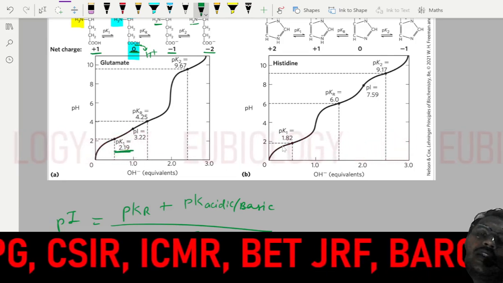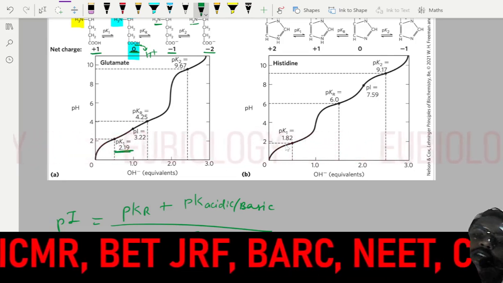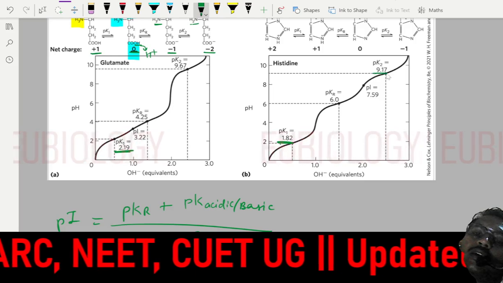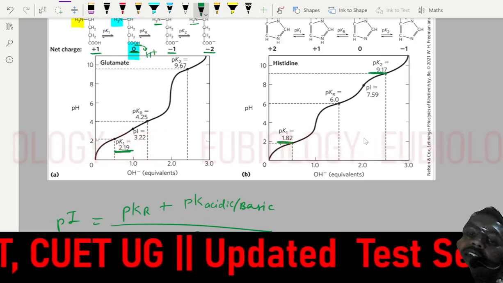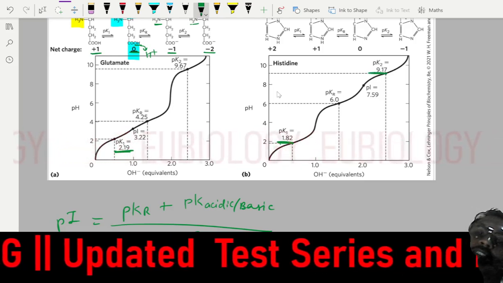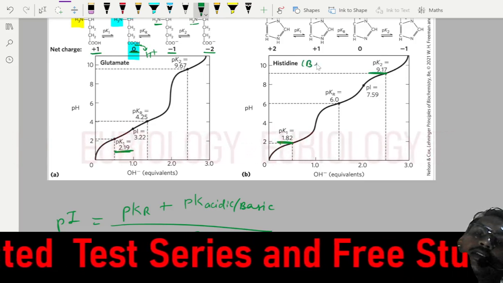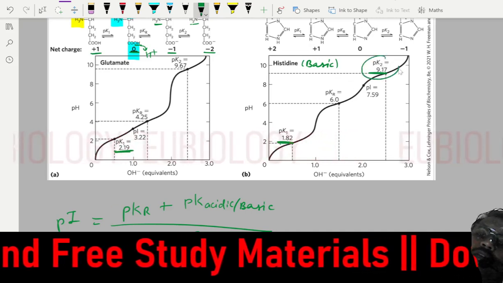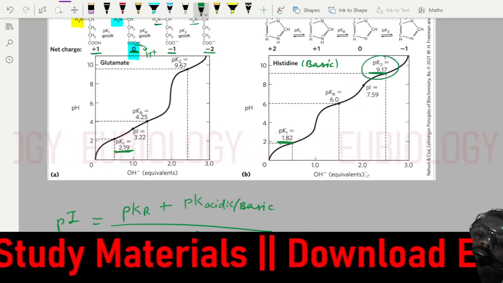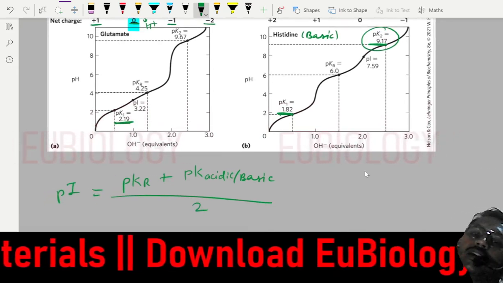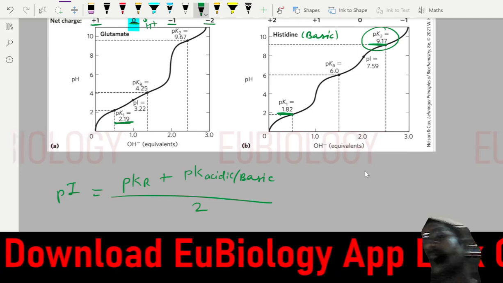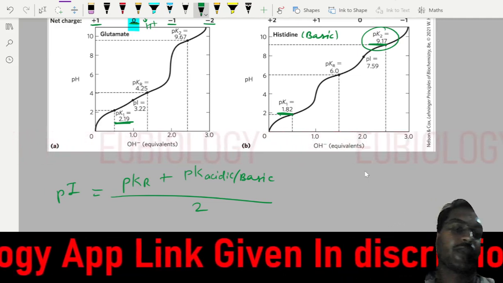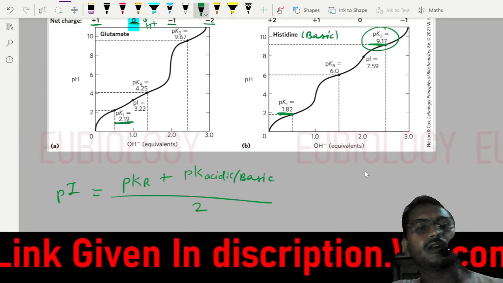Now in the case of histidine, this is giving an acidic value and this is also giving a basic value. So which value do you have to take? Histidine is a basic amino acid, and if it is a basic amino acid, you have to take pK2 and pKr. So in any case pKr will be there, and the remaining value depends upon the nature of the amino acid. So it will give you the pI value.